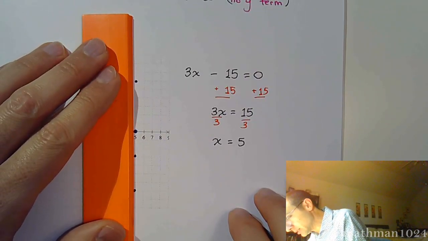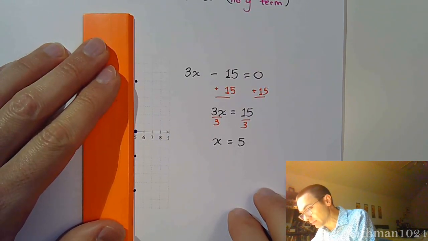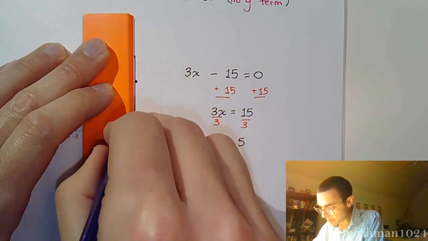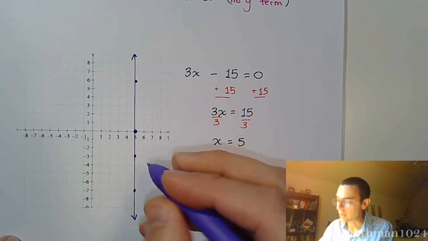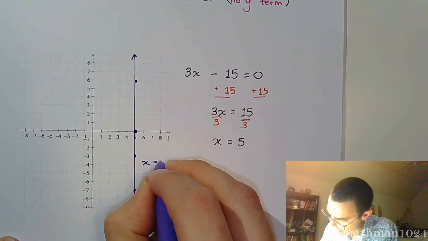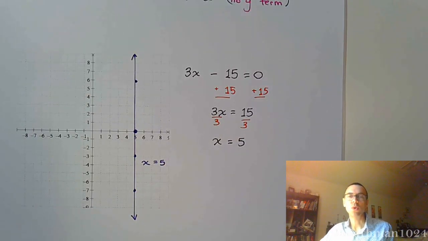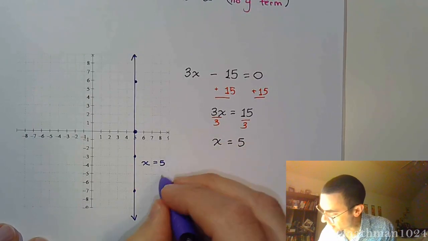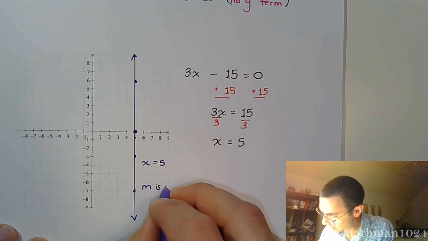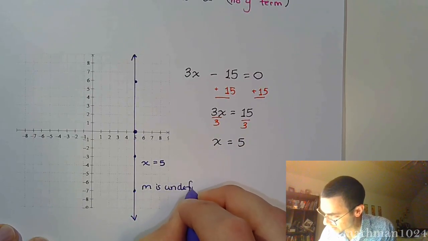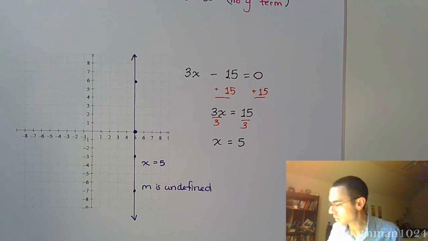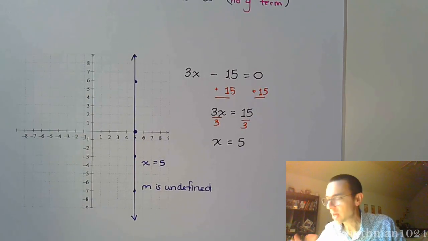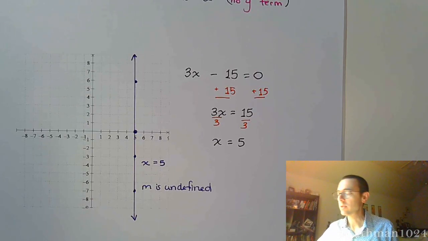So when we graph the line, we have a vertical line, and every ordered pair is going to have an x coordinate of 5. The slope is going to be undefined. And there we have it. Okay, so that's basically the review we have for graphing lines.